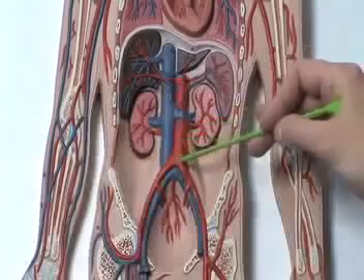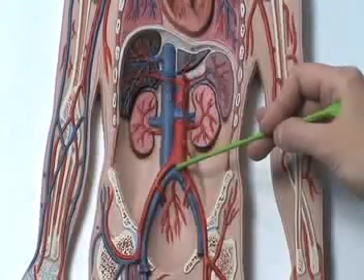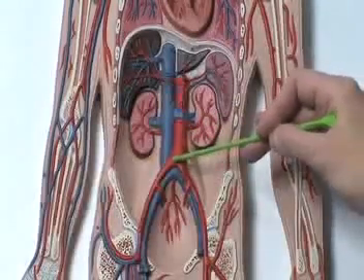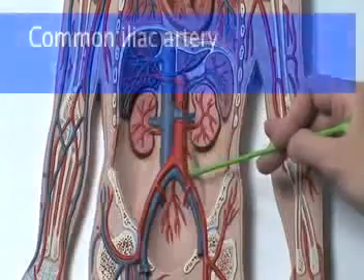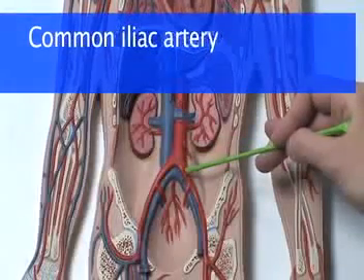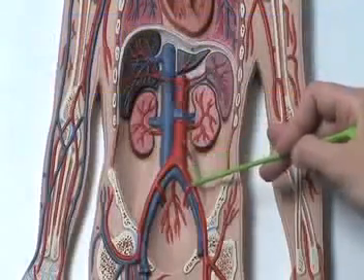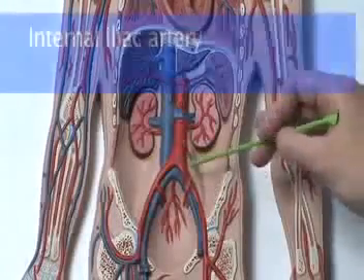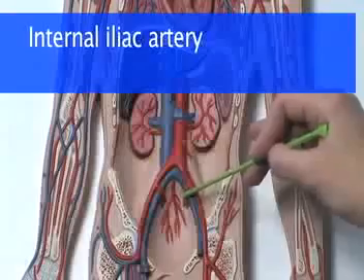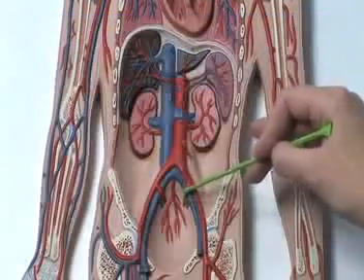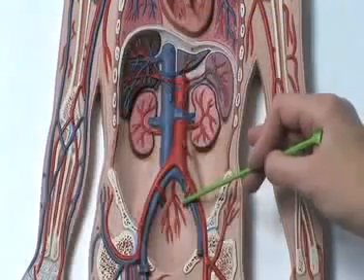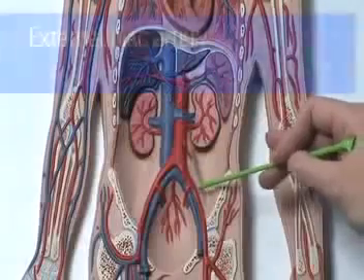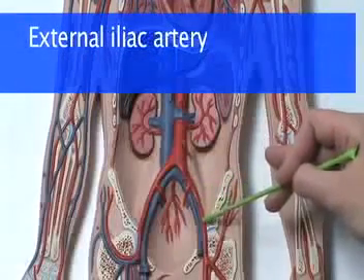As the abdominal aorta reaches the lower abdominal area, it's going to bifurcate and divide into 2 common iliac arteries. Those common iliac arteries are going to divide quickly again into an internal iliac artery. And this internal iliac artery will dive deep into the pelvic region, and then an external iliac artery.